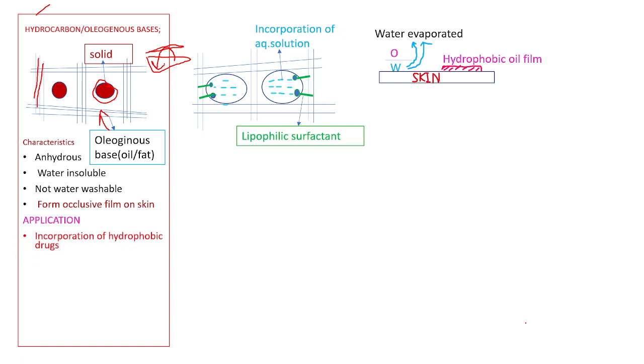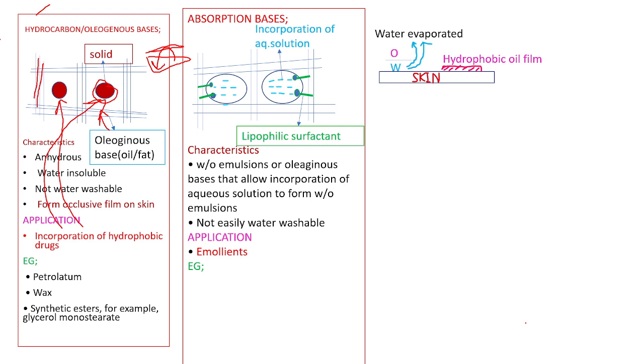Next is application. For what purpose can we use this? For the incorporation of hydrophobic drugs. These hydrophobic drugs are incorporated into oleogenous bases. Examples are petroleum like white and yellow, hard paraffin, soft paraffin, and yellow paraffin. Next are waxes, and next are synthetic esters, for example glyceryl monostearate. These are the examples of hydrocarbon or oleogenous bases.